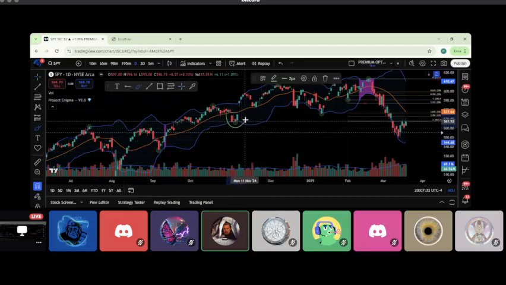So let's see, right here. If you see it, exactly, you'll see it wick off, and that usually indicates a change in direction. And that fat green candle is an indication that you probably want to jump into calls.